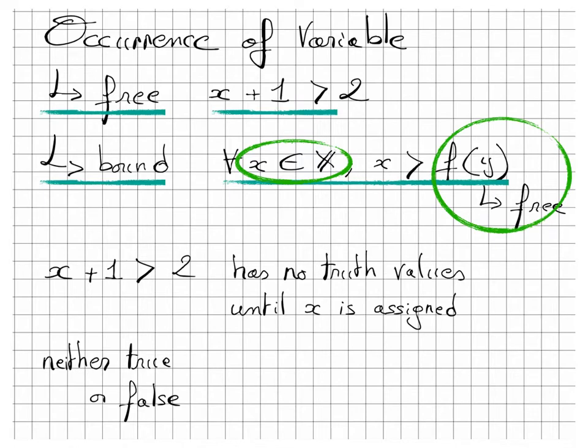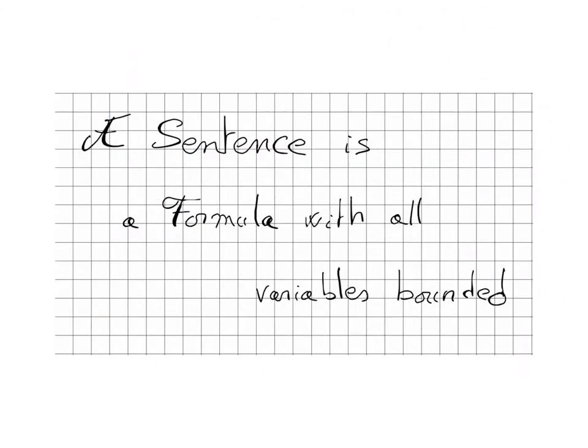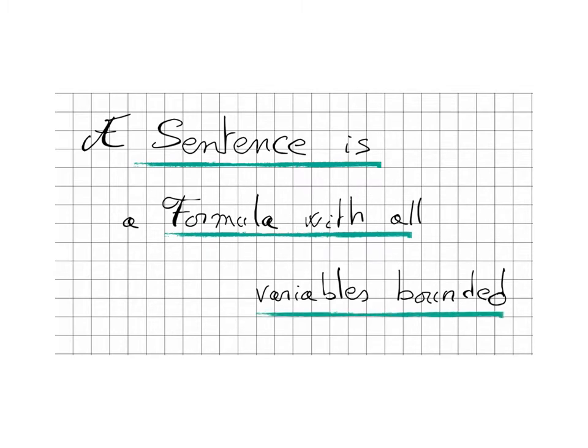A statement with a free variable is neither true nor false. You see that this statement here cannot be said to be true or false until you know what are the possible values allowed for x. Finally, we define a sentence as a formula with all variables bounded.